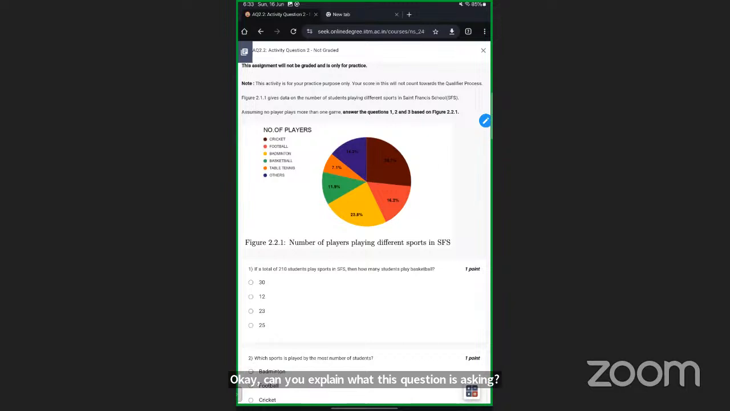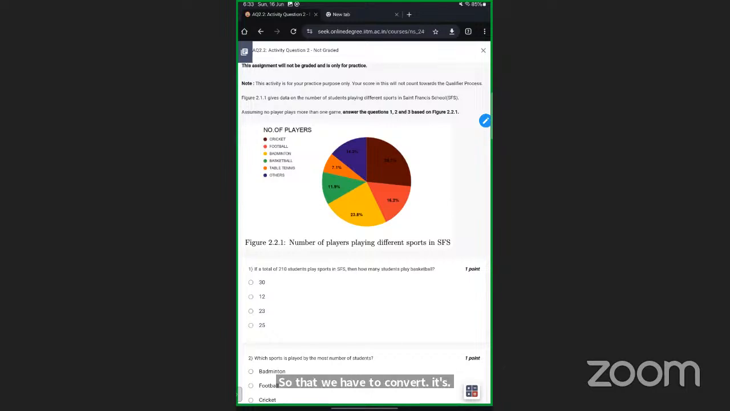Number of basketball players. How many students play basketball? Okay, so what is this asking? How will you approach it? Look, what did you do? If you can tell me what you did, I'll figure out why you are not able to solve it. So sir, we have to convert it to basketball.